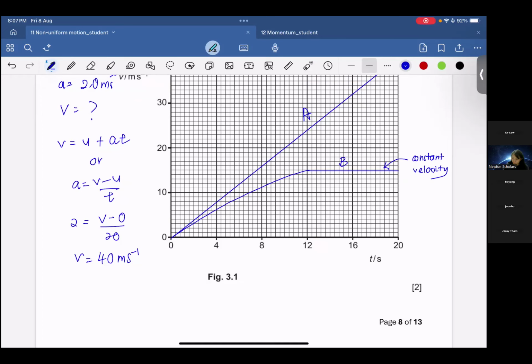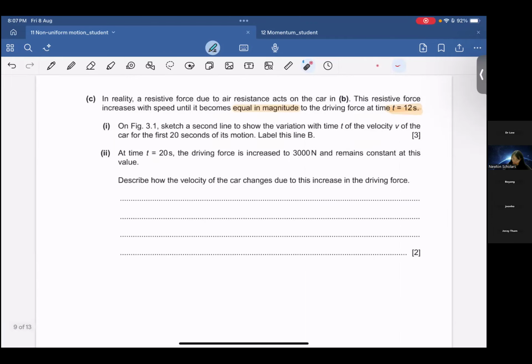Okay, you can choose any point and then go horizontal. Then at the front, you just connect it, slightly curved like this. Okay? Then here we go to the next part.